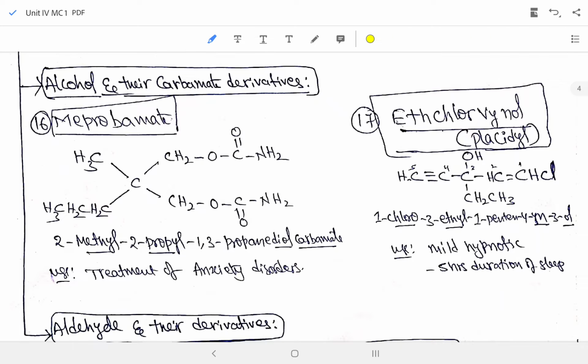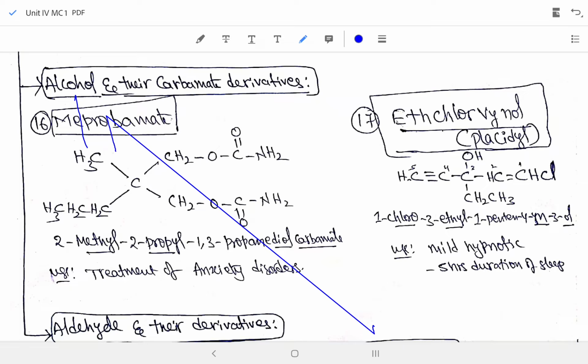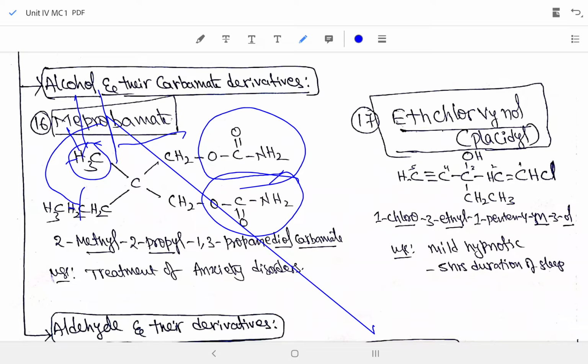Next we have alcohols and their carbamate derivatives. If you observe meprobamate: Me for methyl, Pro for propyl, amyl group, amide. Okay, methyl group, propyl group, okay. These all are attached to a central carbon atom. This is how you need to remember the structure of meprobamate.